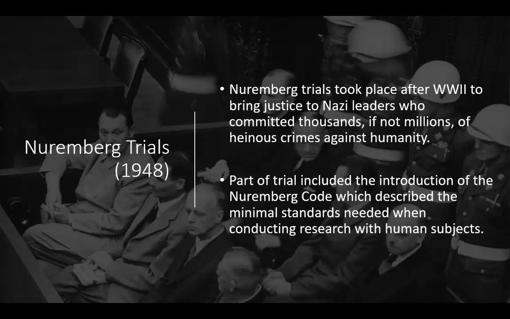Part of the trials included the introduction of the Nuremberg Code, which described the minimal standards needed when conducting research with human subjects. The Nuremberg Code was drafted at the end of the doctors' trial in Nuremberg in 1947 and was hailed as a landmark document in medical and research ethics. Close examinations of this code revealed that it was based on the guidelines for human experimentation in 1931.